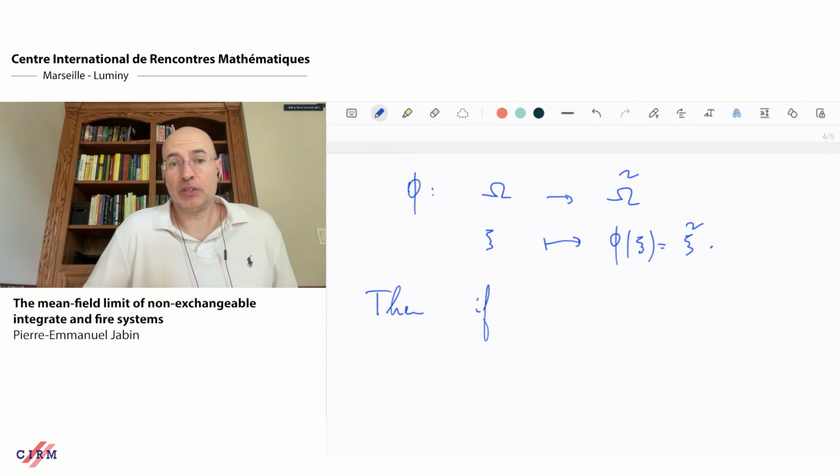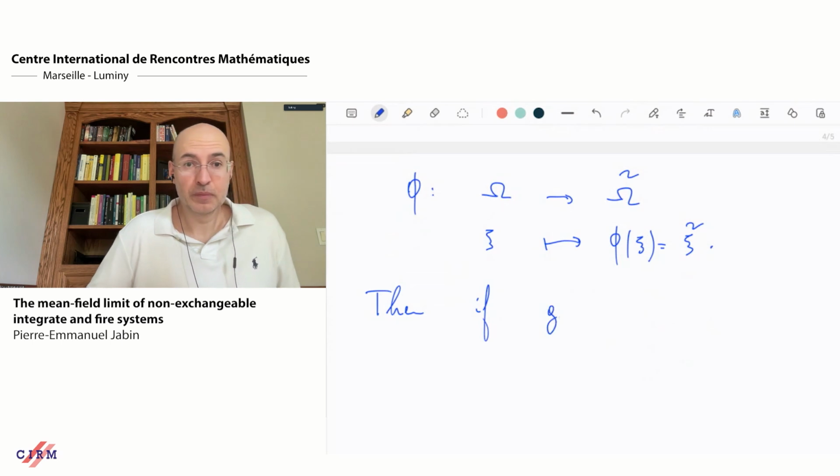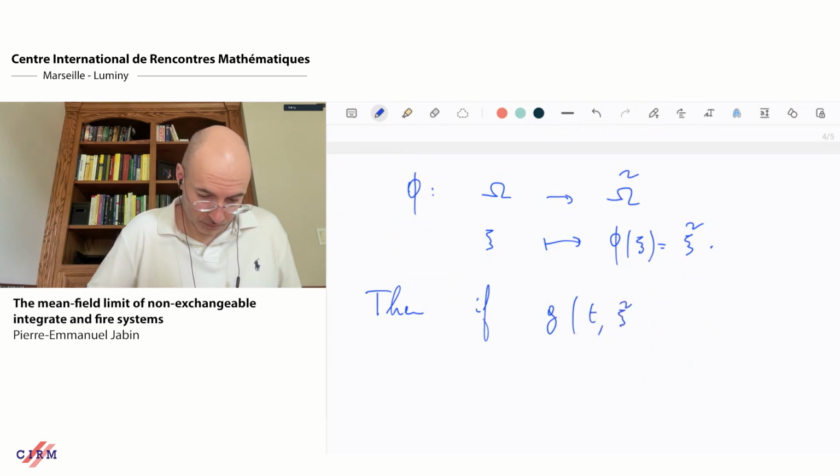And then I can change variables, right? So now I can define something like this, right?